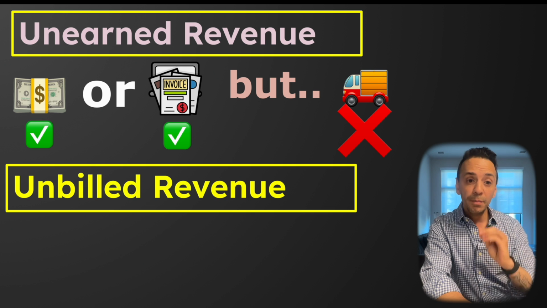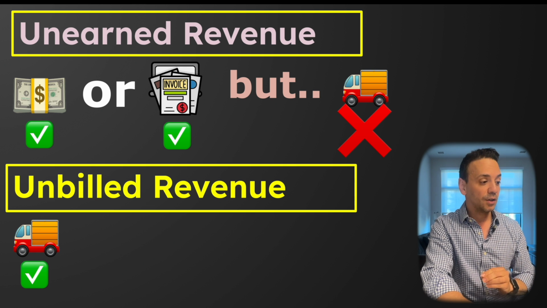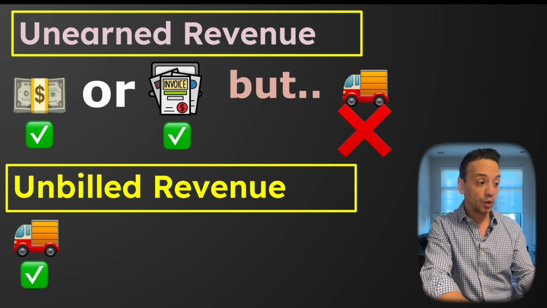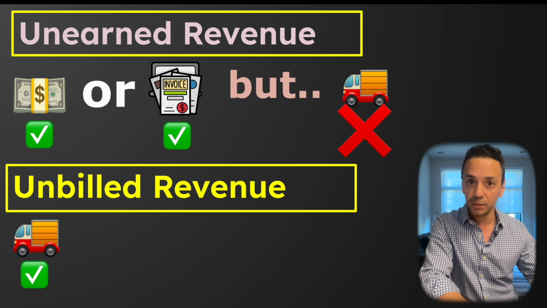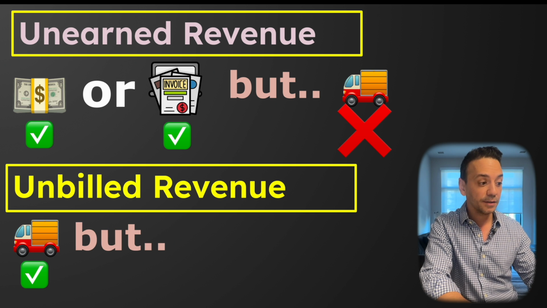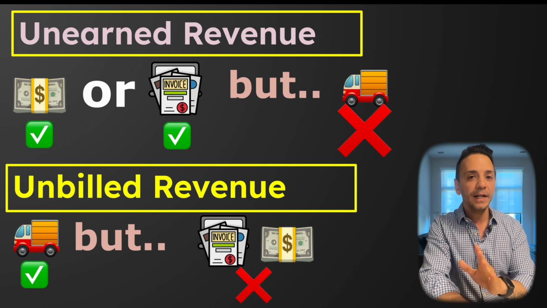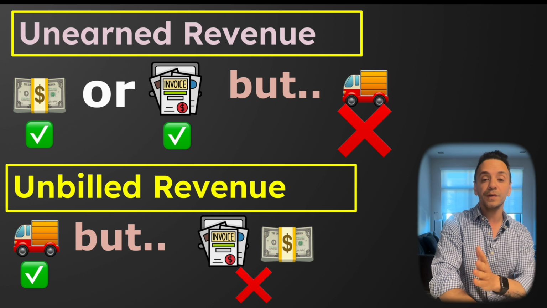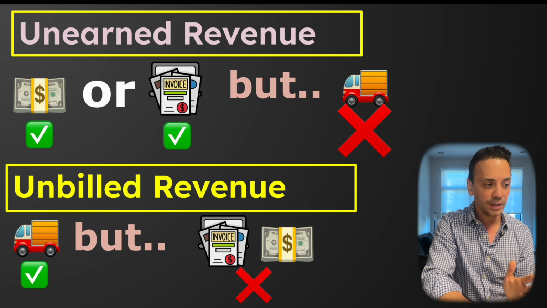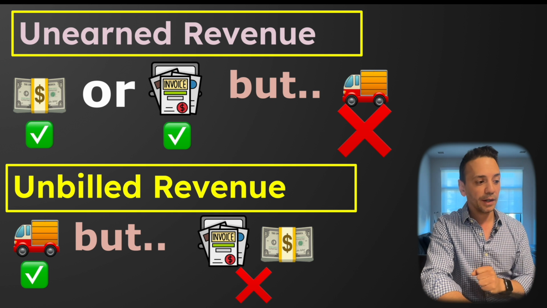However, with unbilled revenue, which is an asset, what we have here is that we delivered the goods or services, so we've performed what we have to do to the client. However, we haven't yet either invoiced them or received the cash for this transaction, right? And that's why it's considered an unbilled revenue.